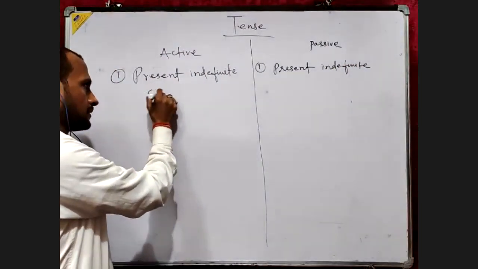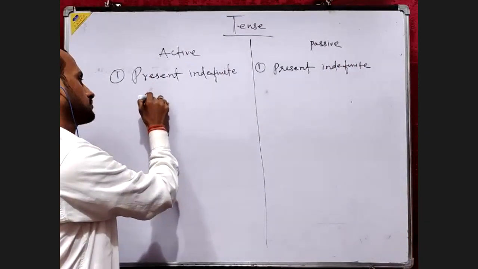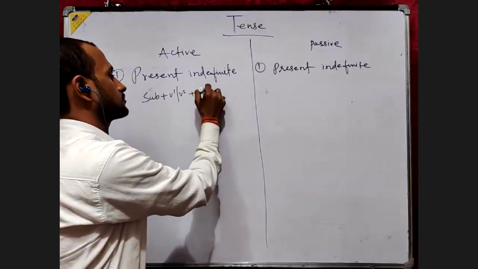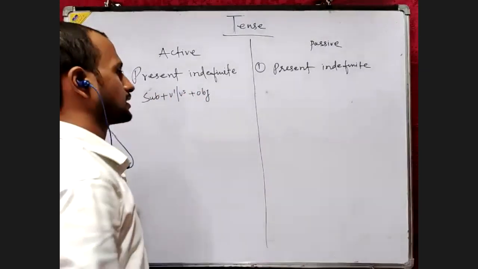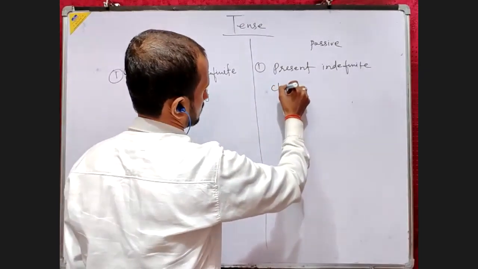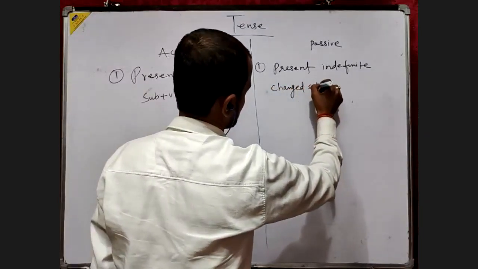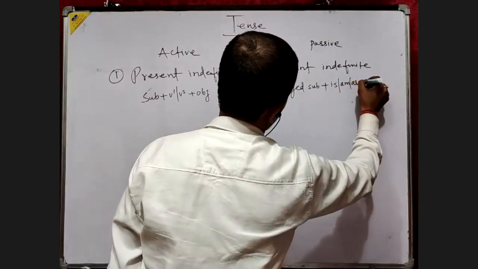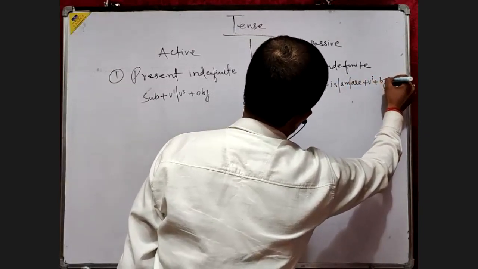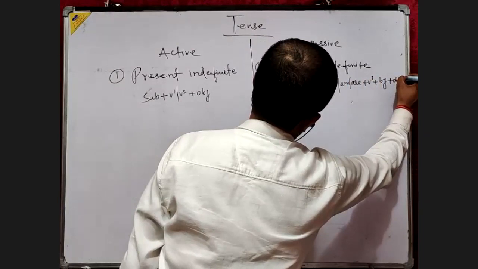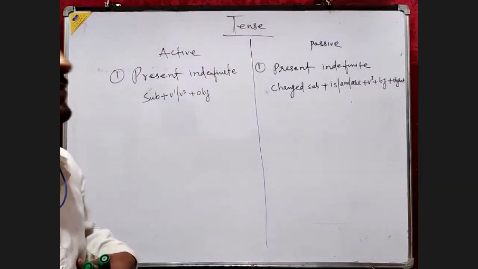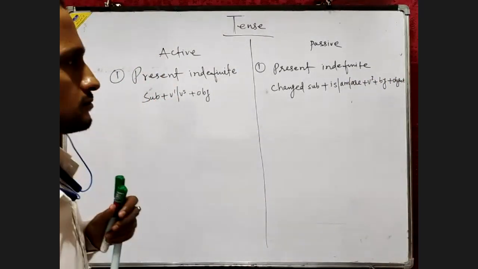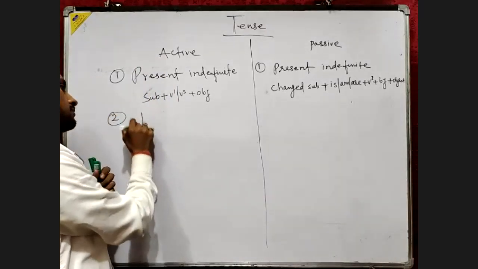What is the structure of present indefinite? Subject plus V1 plus object. What will be passive of present indefinite? We will write changed subject plus is, am, are plus V3 plus by plus object. That will be sent in the group. Okay, don't worry about that. Just look here and understand. You have to also complete it in your homework. 1 number, 2 number. Present continuous.